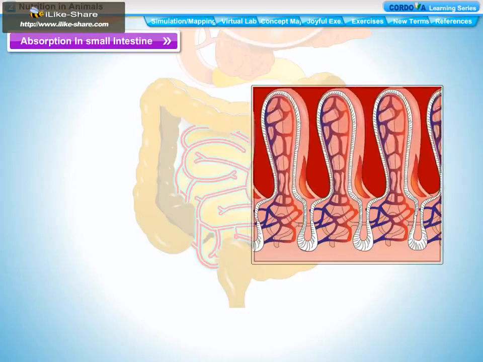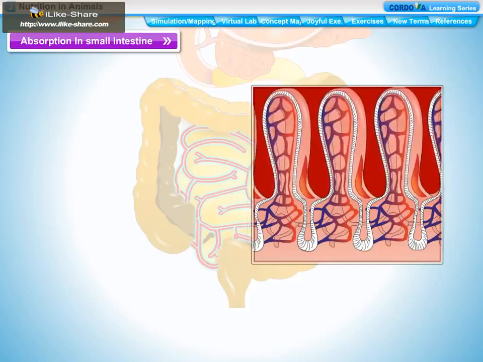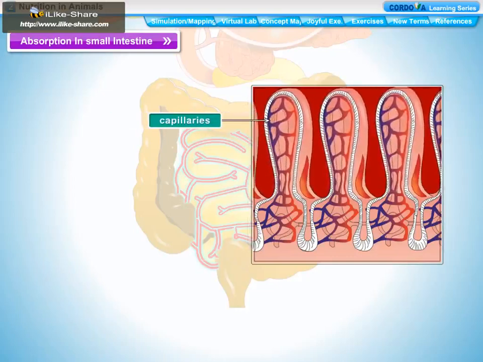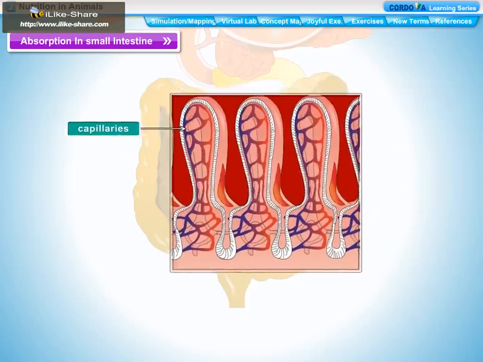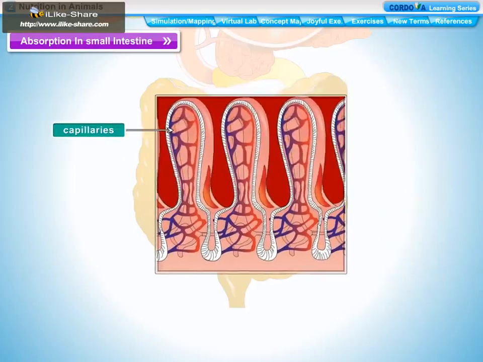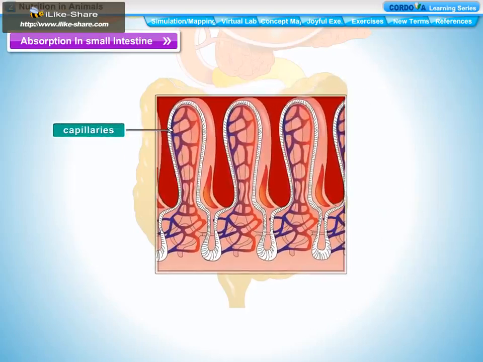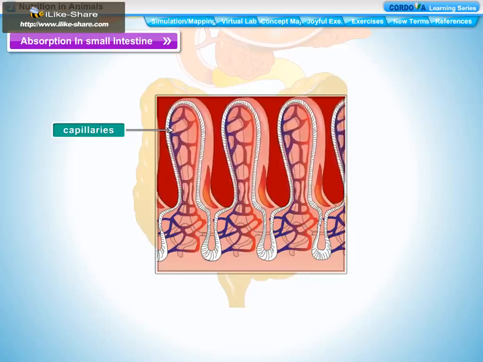Each villus has a network of thin and small blood vessels called capillaries, close to its surface. These villi give the inner walls of the small intestine a very large surface area. The surface of the villi absorbs the digested food materials and passes them to the blood capillaries.